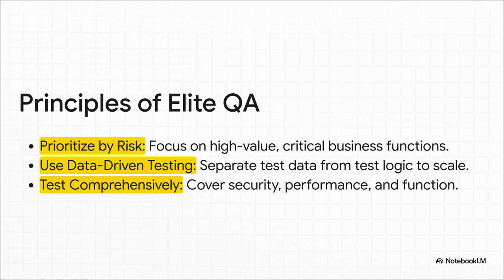First, prioritize based on risk. Think about the blast radius. What's the business impact if this endpoint fails? You test your payment gateway way before you test the update profile picture endpoint.